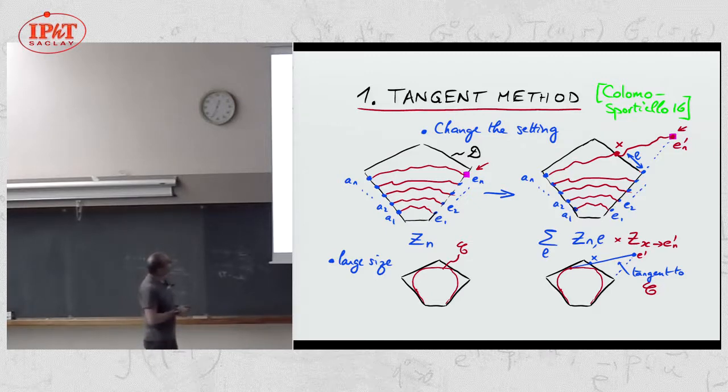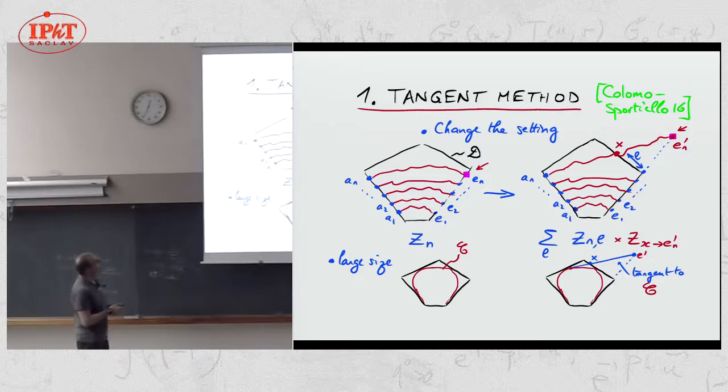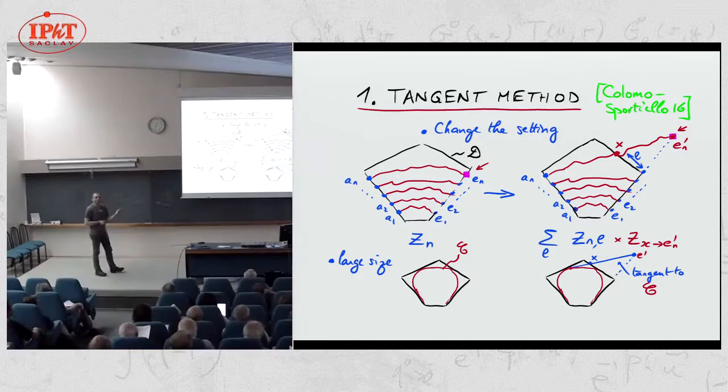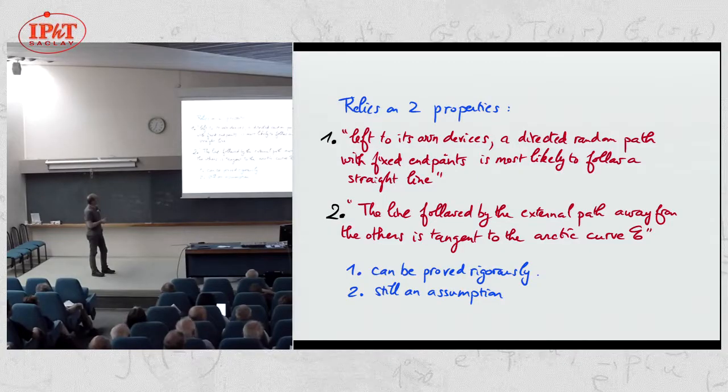If you can figure out the position x of the most likely exit of this path from the domain, this will fix a certain line, parameterized by the position E prime that you fixed wherever you wanted. So you will have a parametric family of lines which are tangent to the Arctic curve. If you take the envelope of this family, you will recover the Arctic curve. That is the idea, so let's see how it works. This relies on two properties. The first property is this straight line when you are away from the other paths.